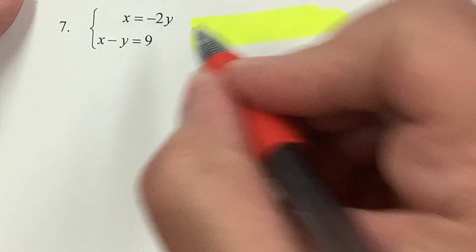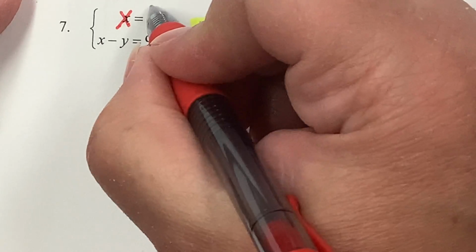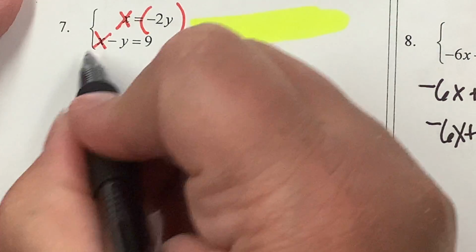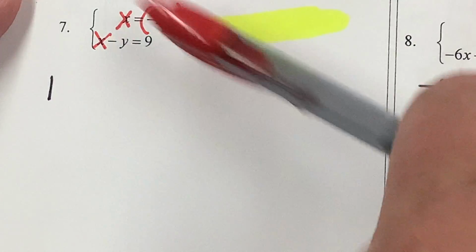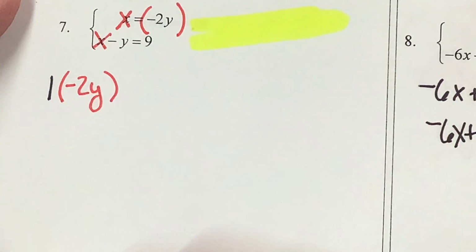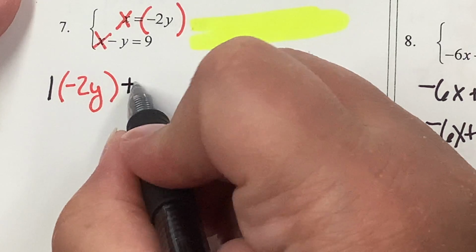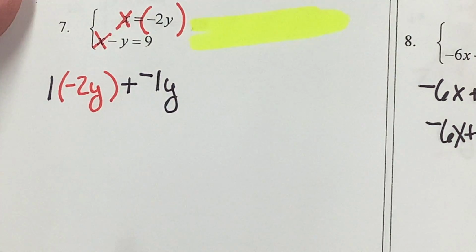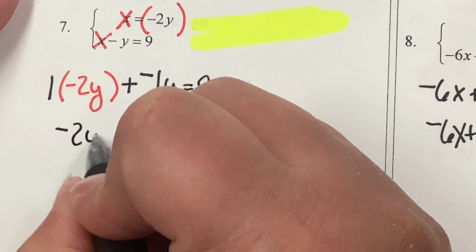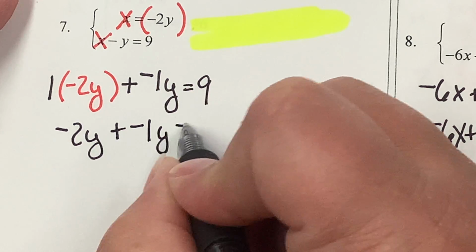Okay, so for the next one, this one I'm replacing x instead of y. Oh dear. So it's this that gets changed. There's no coefficient, I'm going to use 1. The negative 2y in parentheses. And this is a minus sign, so I'm just going to change that to plus negative 1y. I like to change my subtraction to plus a negative. It means the same thing, but it usually makes the problem a little easier. Equals 9. 1 times negative 2y plus negative 1y equals 9.